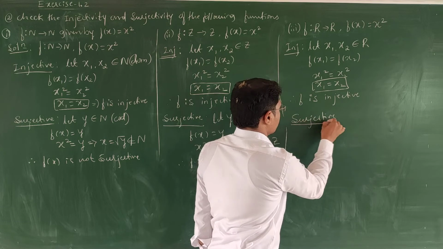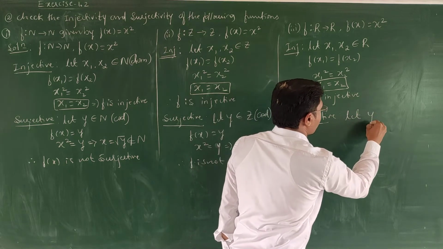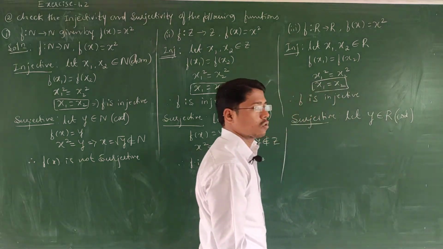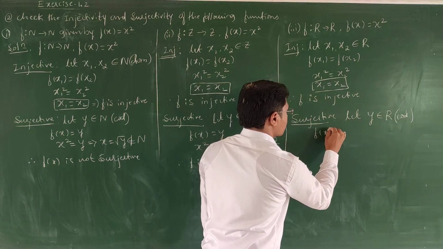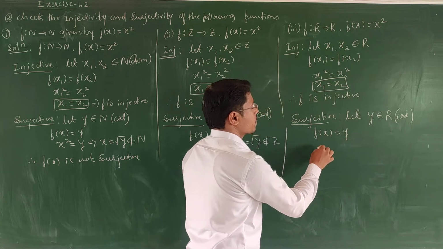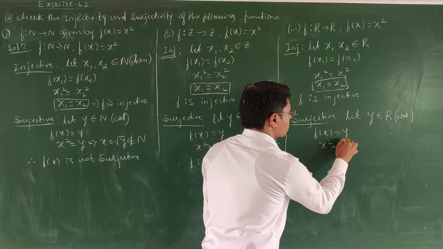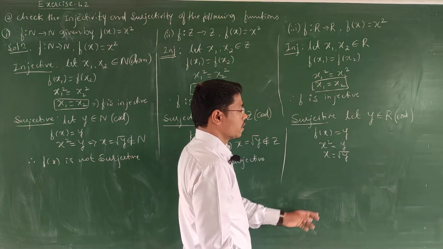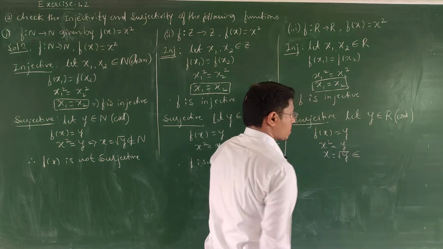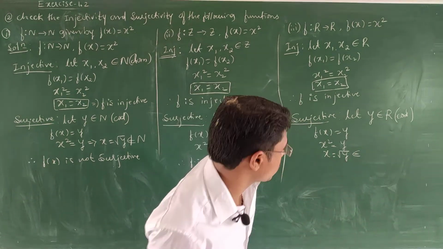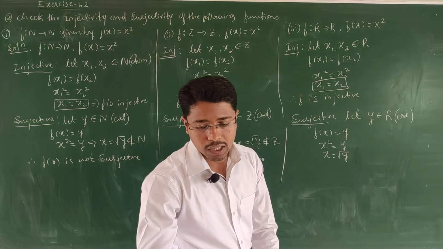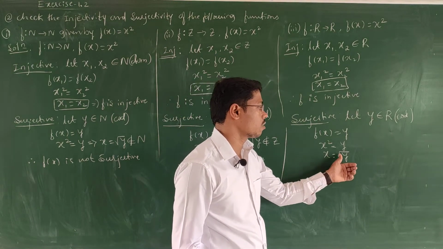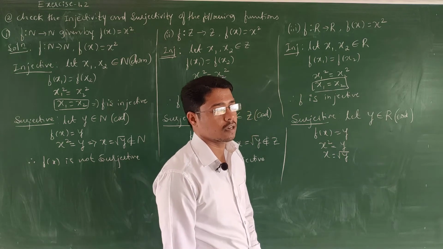For surjective, let y belong to R, that is the codomain set. f of x equal to y. f of x is x square, equal to y. So x equals root y. Suppose x equals root y; the irrational and rational numbers belong to the set of real numbers. So x equal to root y belongs to the set of real numbers.